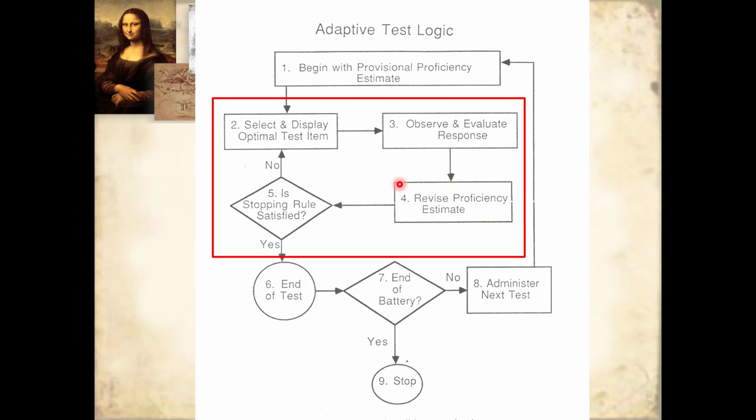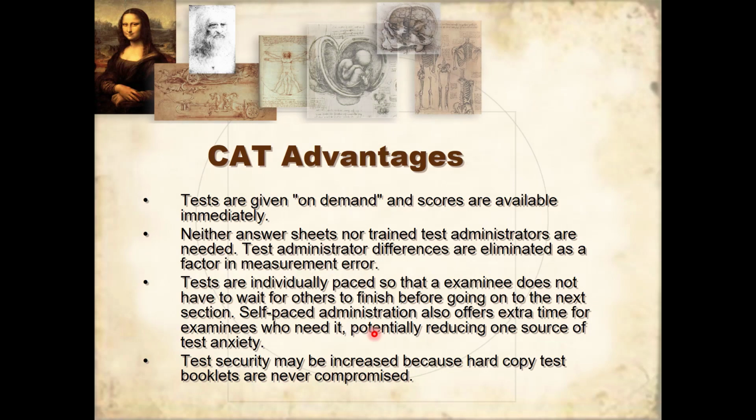But you can compute theta, and then you're going to ask whether or not a stopping rule is satisfied. If it's not, you're going to pick an item based on what we think theta currently is, present that item, get the response, recompute theta, evaluate the stopping rule, right? And just repeat this flowchart process over and over and over until finally we reach some kind of stopping rule. And if it's the end of the test, then you're just done, right? And we're not going to worry about test batteries and things like that just yet.